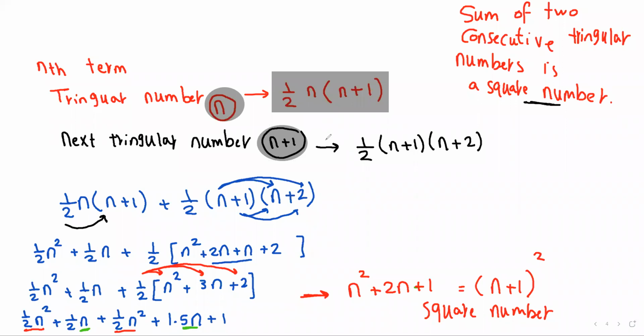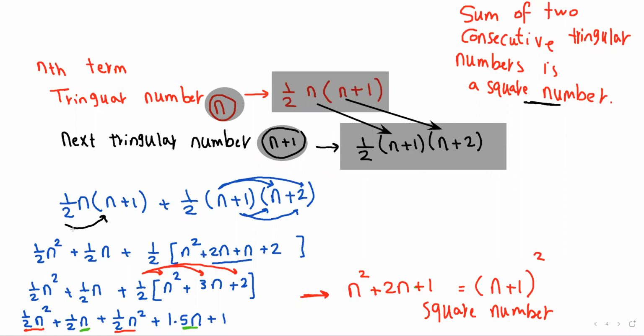So in the rule we are following, instead of n, I'm going to write n plus 1. So it's half n, and instead of n here, write n plus 1 because it's the next triangular number. And instead of this n, write n plus 1 also, so n plus 1 plus 1 will be n plus 2. So the next triangular number after n is half multiplied by n plus 1 multiplied by n plus 2.